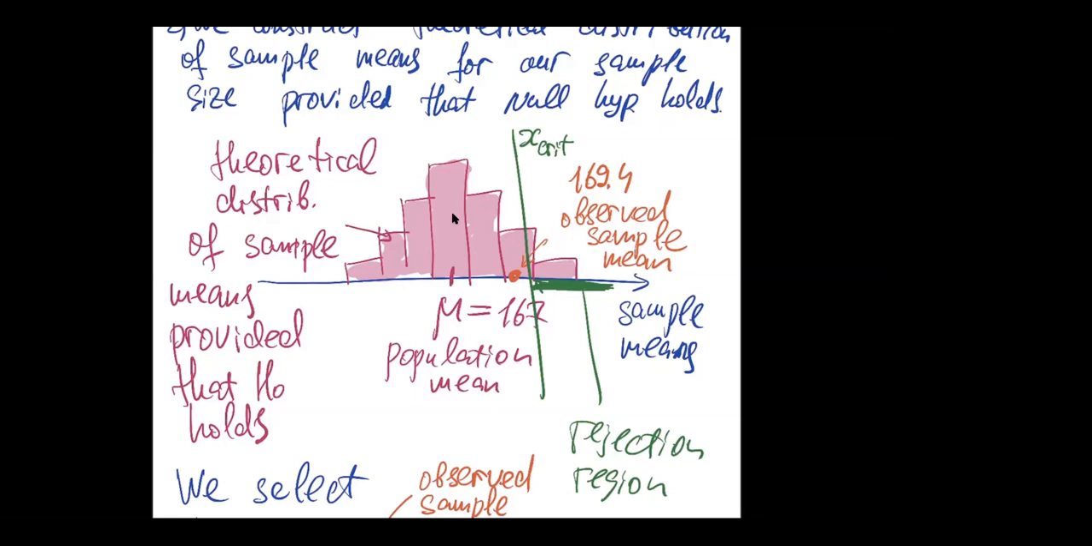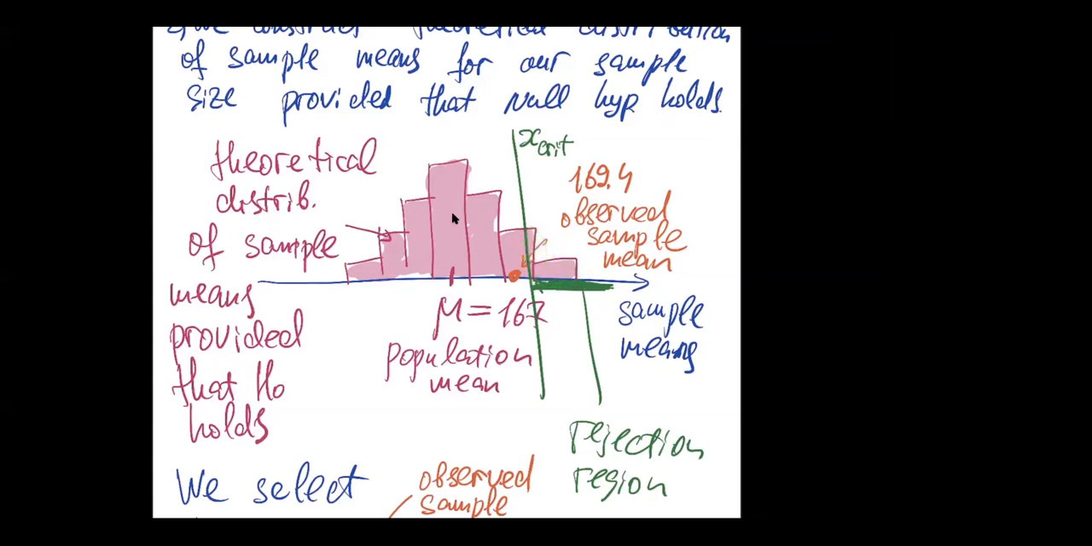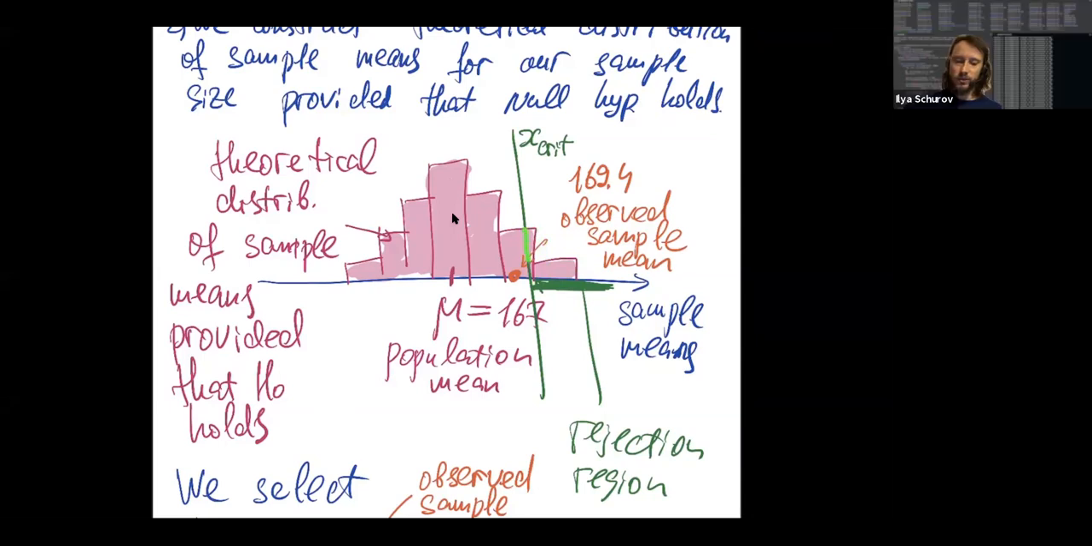Maybe we should count the number of observations in the area to the right of the threshold and divide. Exactly. We have to find actually this area and divide it by the area of the whole histogram. And after that, indeed, just by construction, we have the probability of type 1 error.